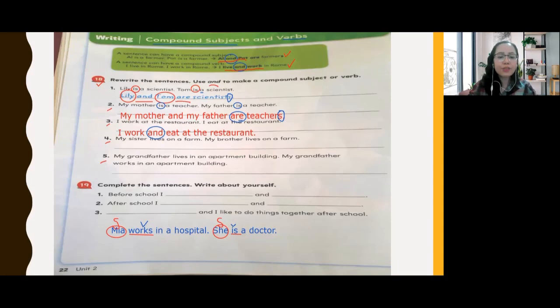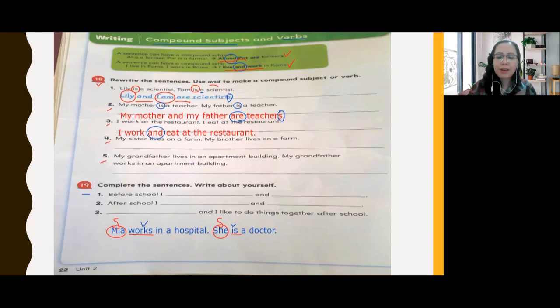We continue to activity 19. You have to complete the sentences, write about yourself. Jadi di sini kamu harus melengkapi kalimat-kalimat from number 1 to number 3. Write about yourself. Tulis tentang dirimu sendiri. Before school, I blank and blank.